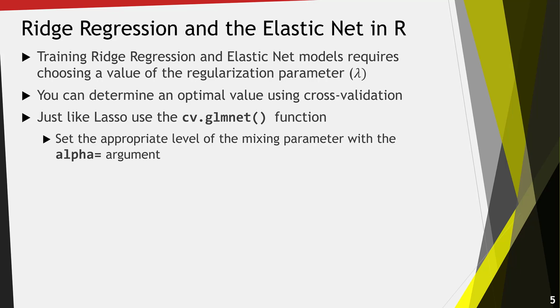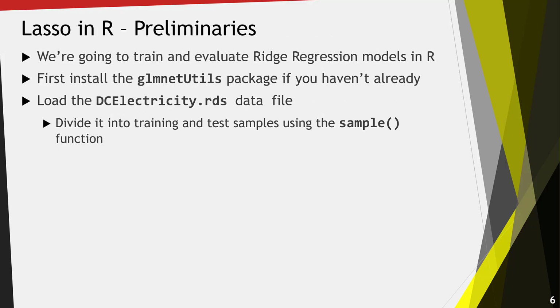Just like with lasso models, training ridge regression and elastic net models requires that you choose a value of the regularization parameter lambda. You can determine an optimal value using cross-validation. Just like lasso, you can use the cv.glmnet function. All you'll have to do is set the appropriate level of the mixing parameter with the alpha equals argument. So we'll get started training a ridge regression model in R.